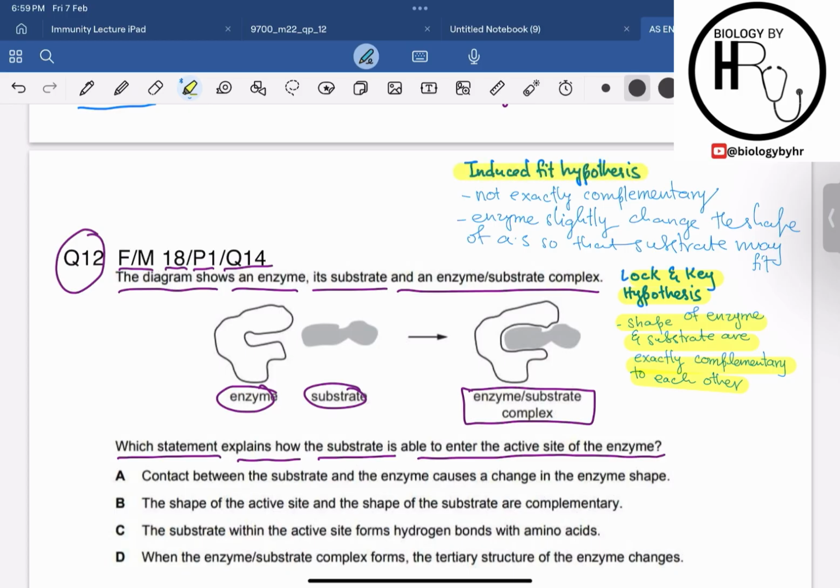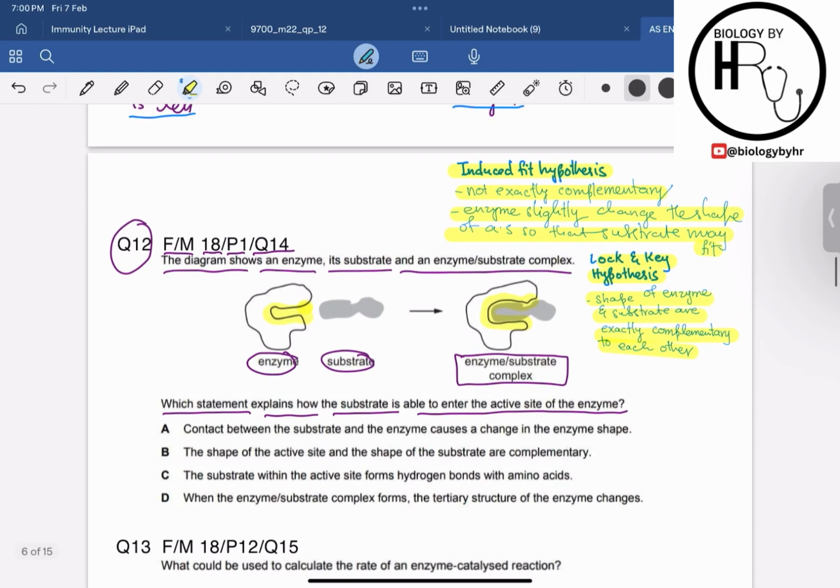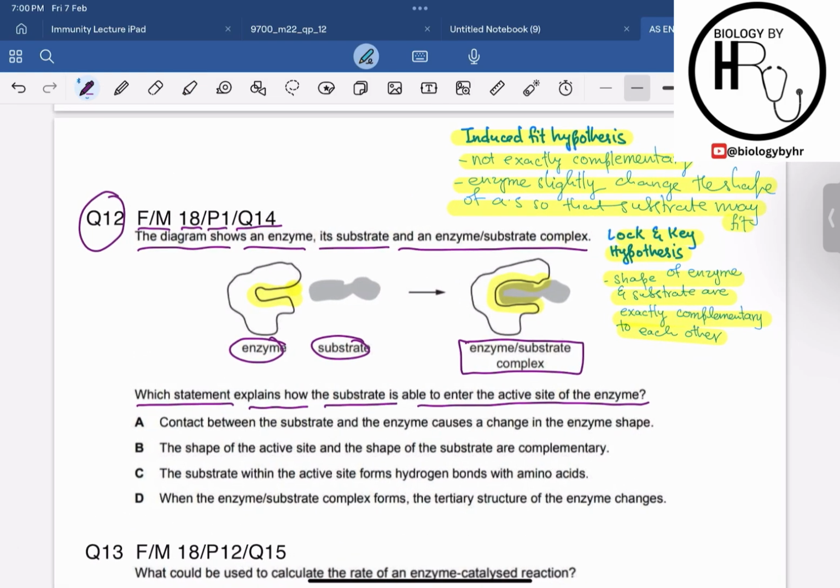It states that the shape of the enzyme's active site and the substrate are not exactly complementary to each other. Rather than that, the enzyme slightly changes the shape of the active site so that the substrate may fit into the active site, right? And this is what we are seeing over here, that the active site is of a different shape here and of a different shape there, allowing the substrate to fit into the active site. So let's read the statements one by one and try to find out the correct answer.